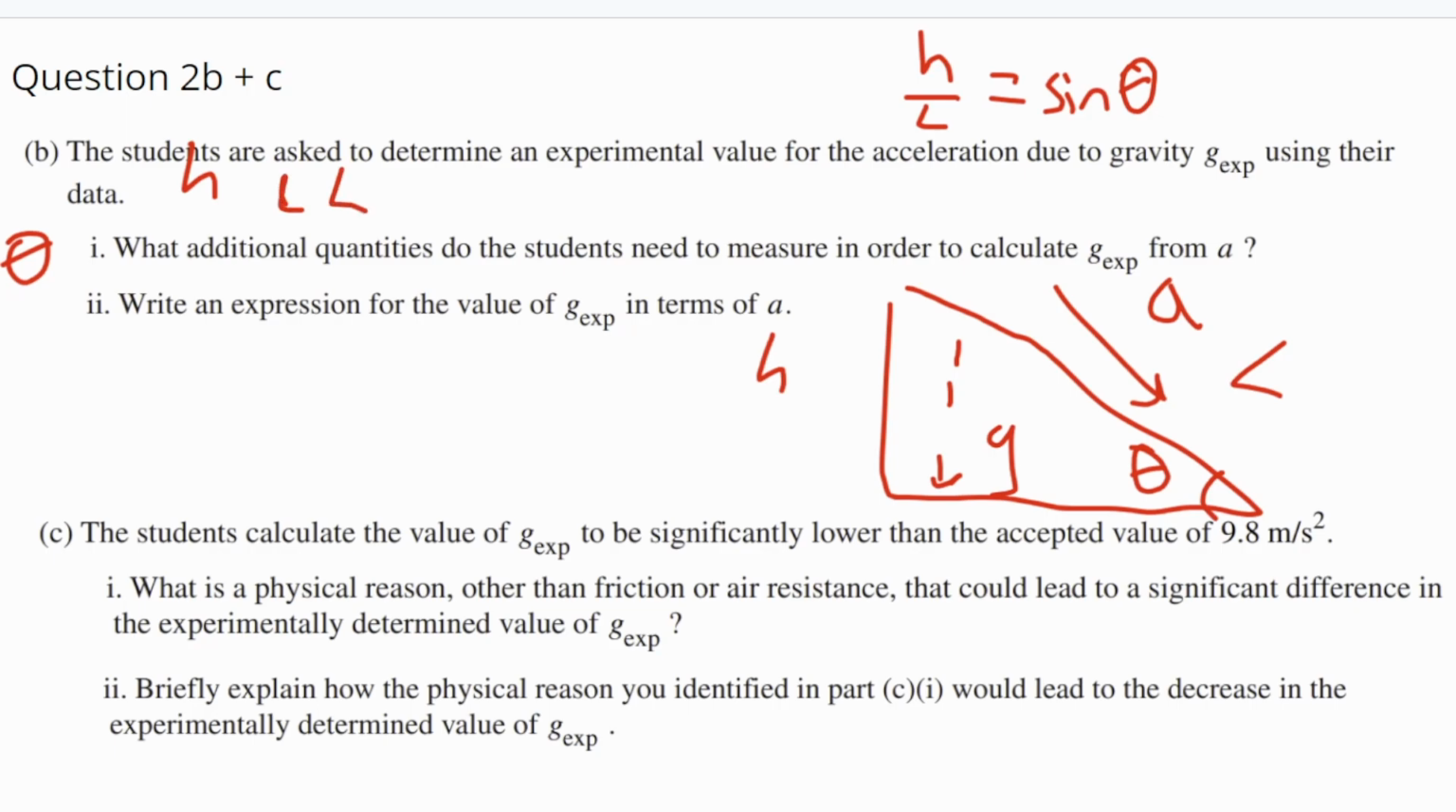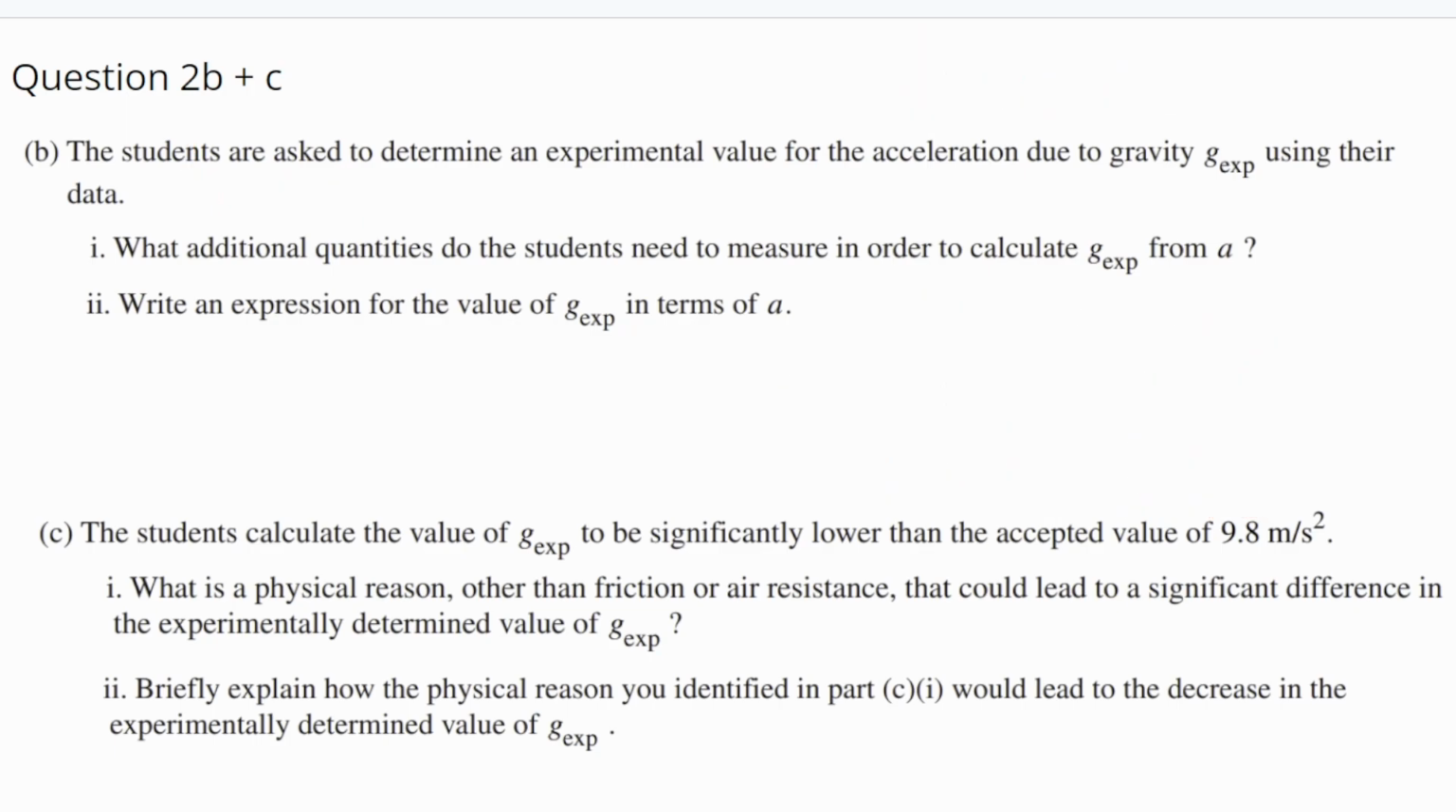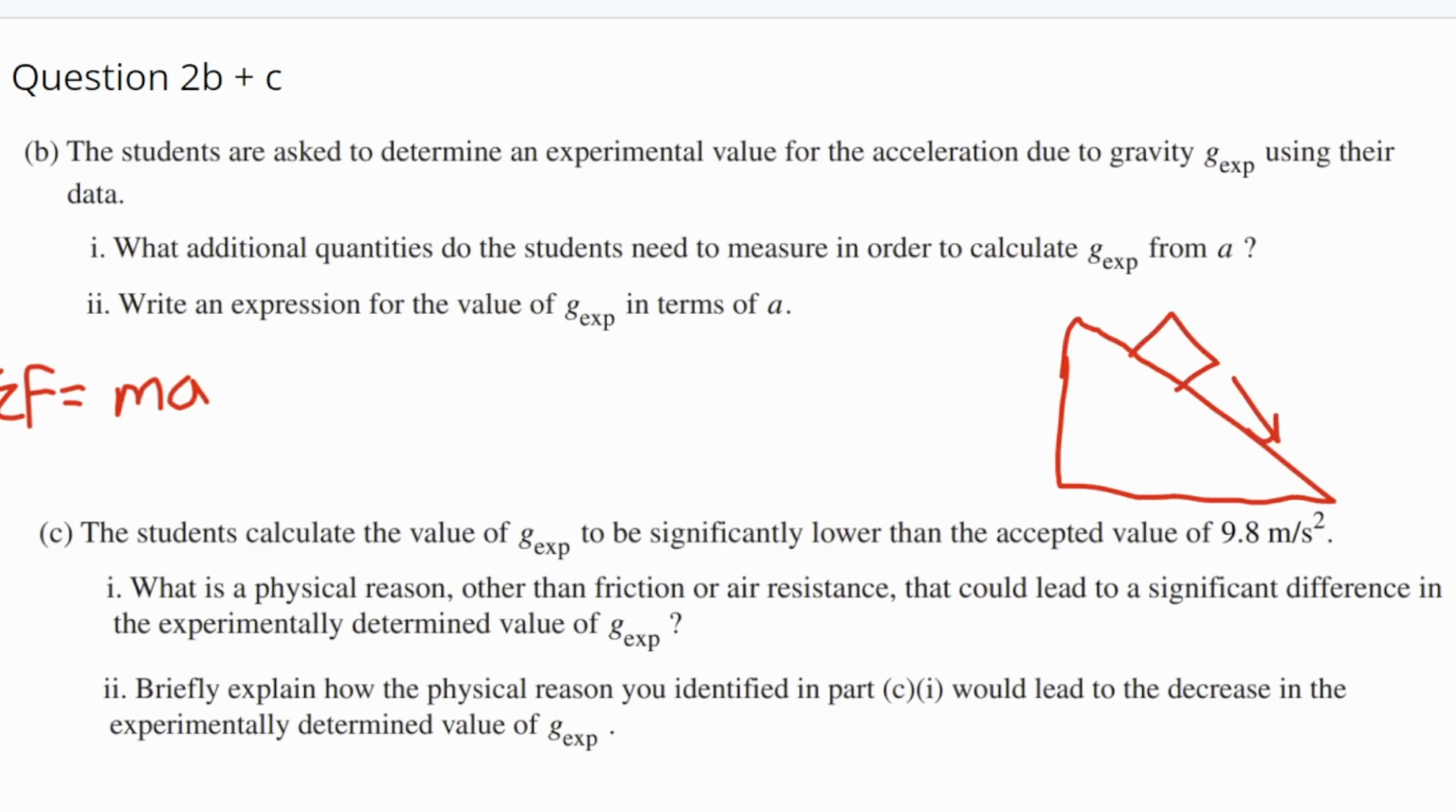Okay, and then the second part: write an expression for the value g exp in terms of a. For this one, we can use our net force formula. We know that net force equals mass times acceleration. We also know that on the system there's only really one force acting in this direction, because that's the direction the object is moving, so that's what we'll be equating it to, and this will equal the force of gravity, but only in this direction, the direction along the plane.